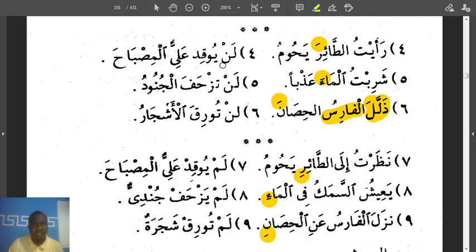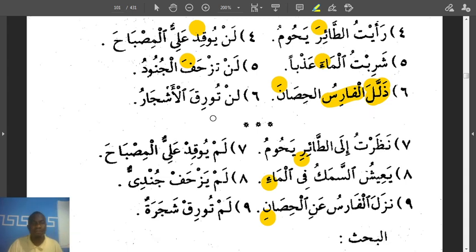We come to the next. Lan yuqida. It didn't come, but I'll highlight it. There is a fatha here. Lan yuqida aliyun al-misbah. Ali will not light the lamp. Lan tazhafa, here the fatha is there. Lan tazhafa al-junudu. The soldiers will not march. So here lan means will not. We've already seen it. Then we have lan turiqa al-ashjaru. The trees will not bear leaves. So here we have it also taking fatha.